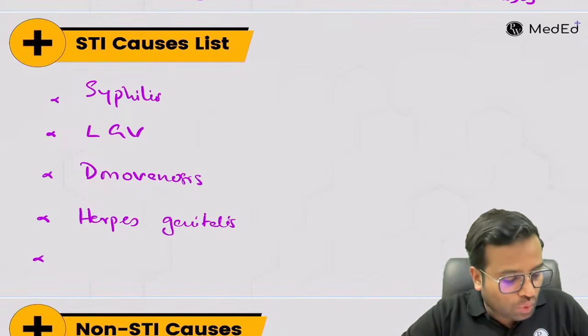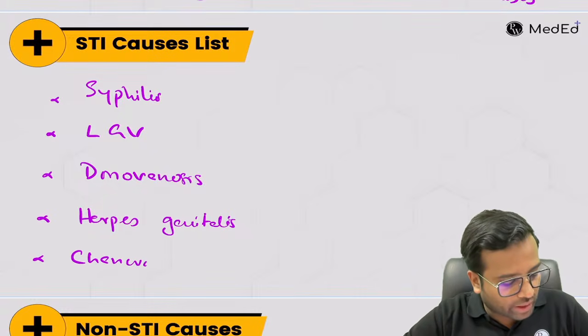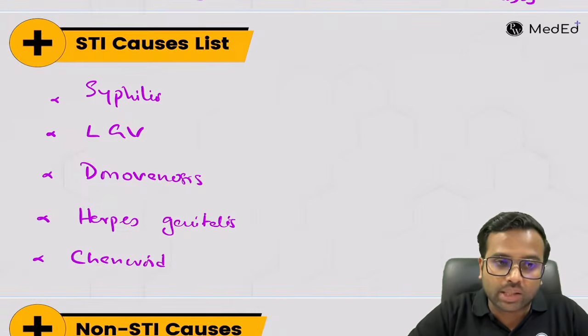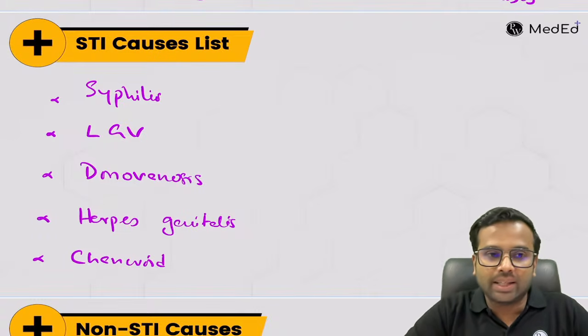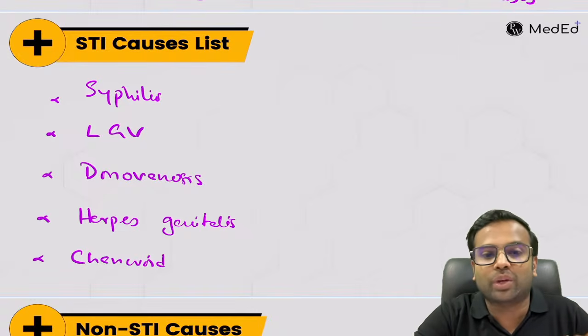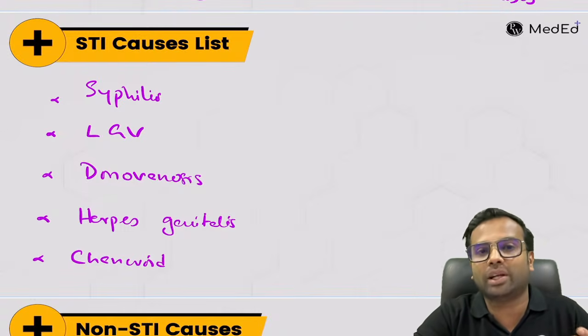And the last one, one more, is going to be chancroid. So these are the sexually transmitted causes for a genital ulcer disease. You know how you can get a bonus mark here is that if you just write down the causes, in case you are able to give the causative organism as well, that will definitely be a bonus.